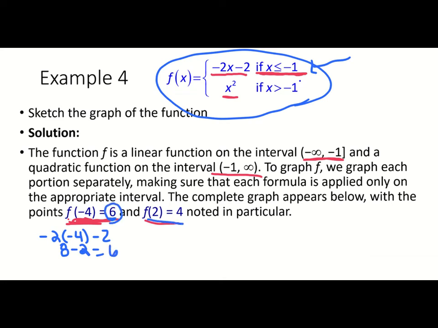f of 2 equals 4. 2 is a number that's greater than negative 1. So when I go to plug this one into one of my 2 equations, I have to choose the x squared because that's where it fits in the inequality. So now that means if I did f of 2, it would be 2 to the second power, which gives us our 4.